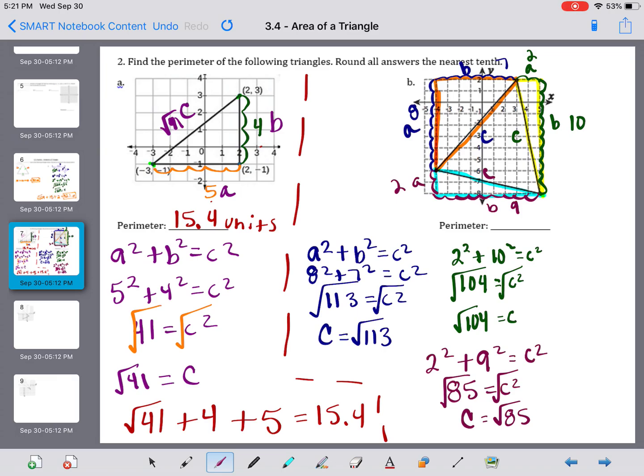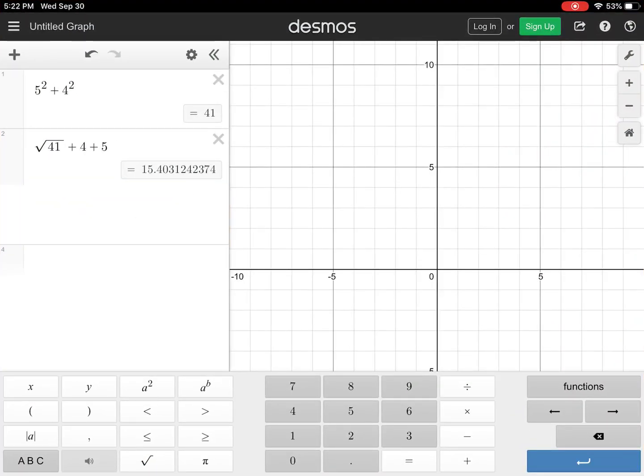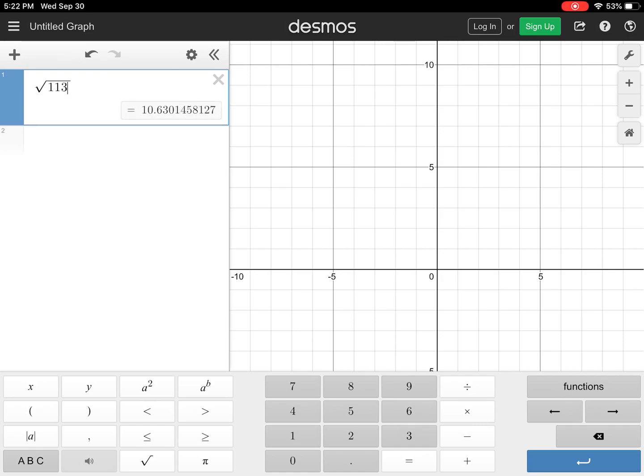So we know all 3 of the side lengths, so we can add all 3 sides together. So somewhere we'll go over here, radical 113 plus radical 85 plus radical 104. Once you find all 3 sides, make sure you remember to add them together. So again, we're going to plug this into Desmos. I'm going to do radical 113, arrow out, plus radical 104, arrow out, plus radical 85. And you don't have to arrow out on the last one.